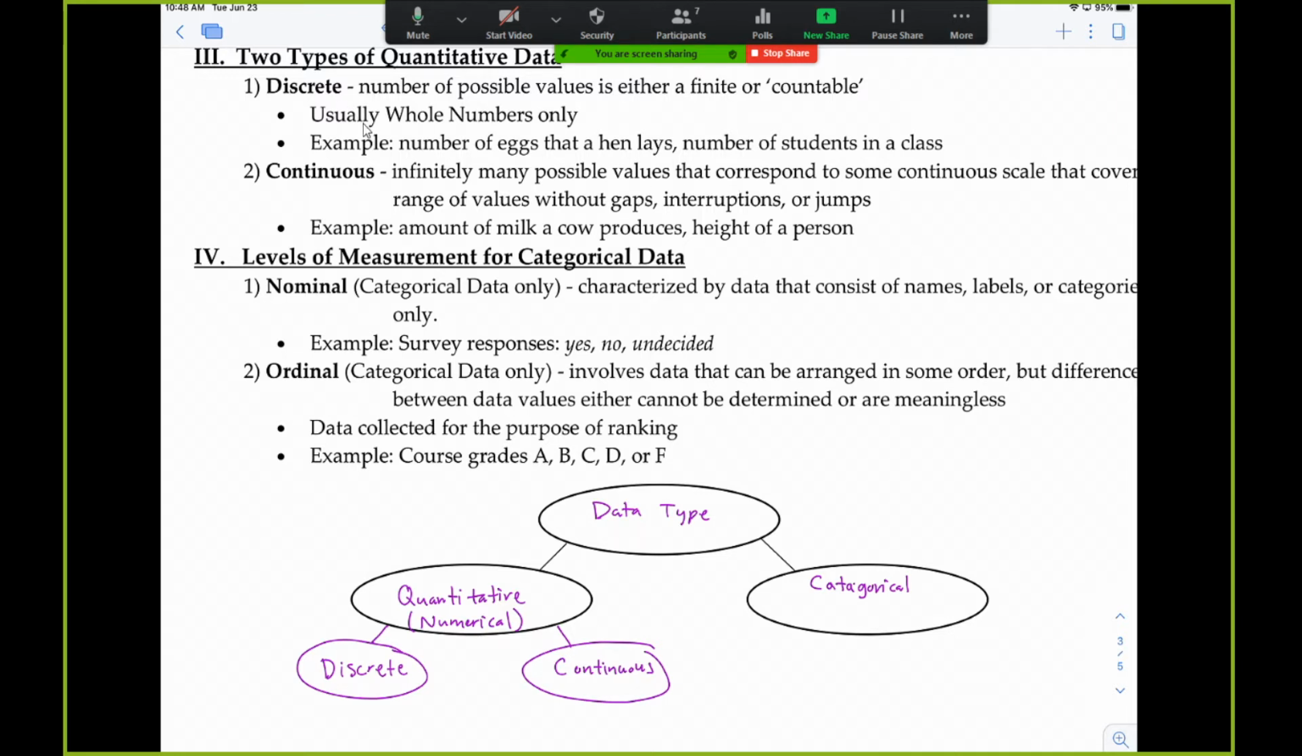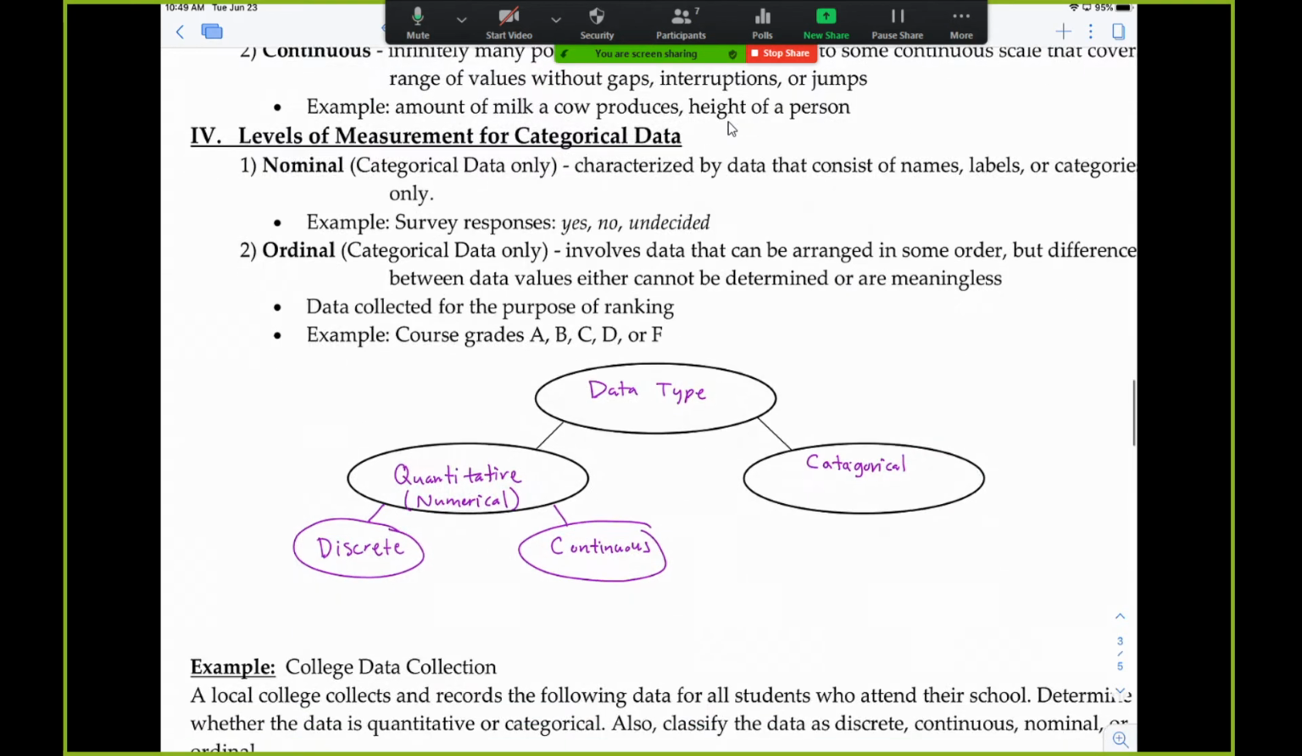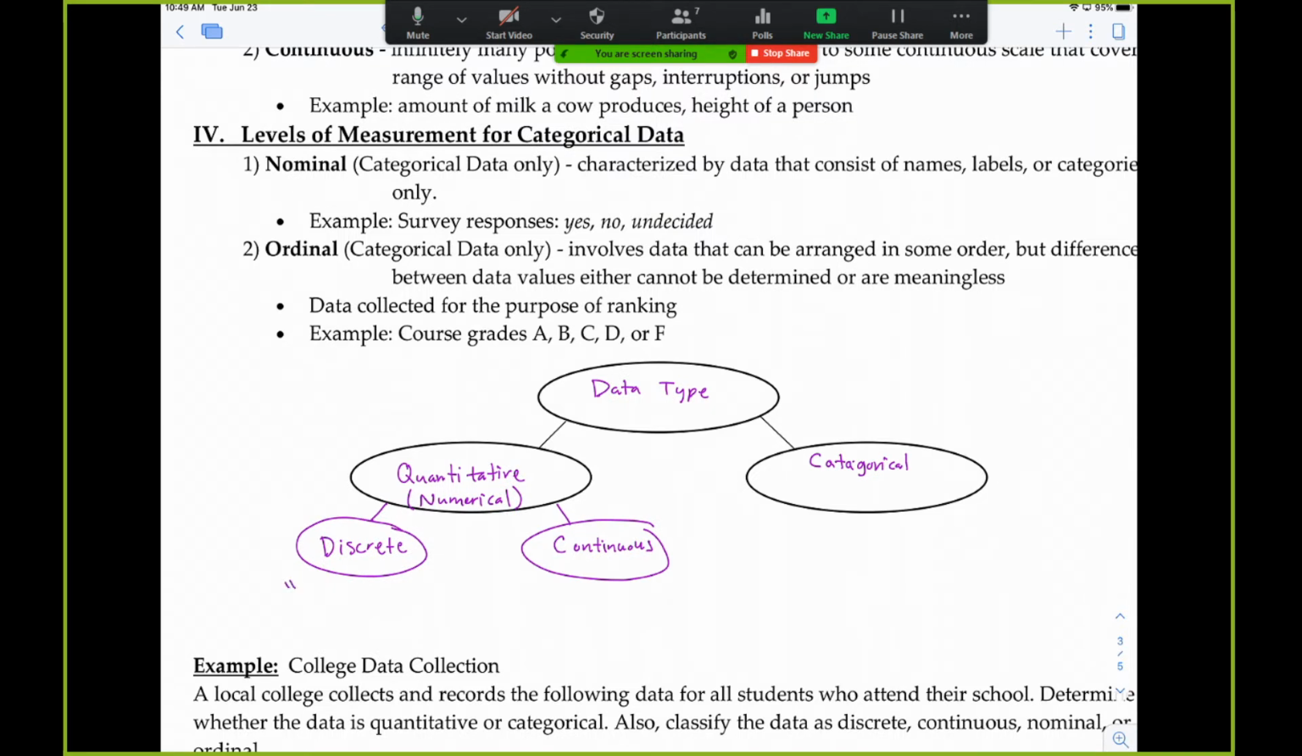So for example, discrete would be like the number of eggs that a hen lays, right? Let's say we're collecting the number of eggs each hen lays. That's discrete because it's countable. The number of eggs is countable, right? And on top of that, there's nothing in between. It's all whole numbers. You can't have like 1/2 an egg. You can only have whole number eggs. So the easy way to think about this is that discrete can be counted, whereas continuous must be measured.